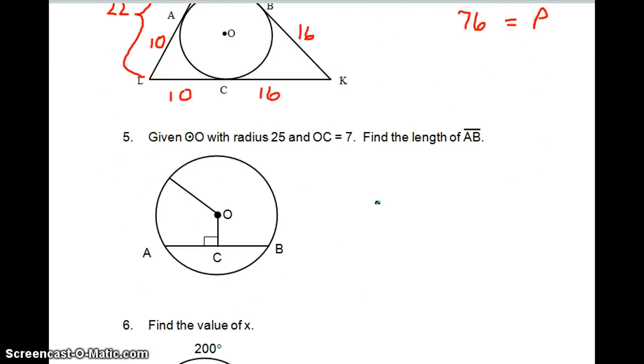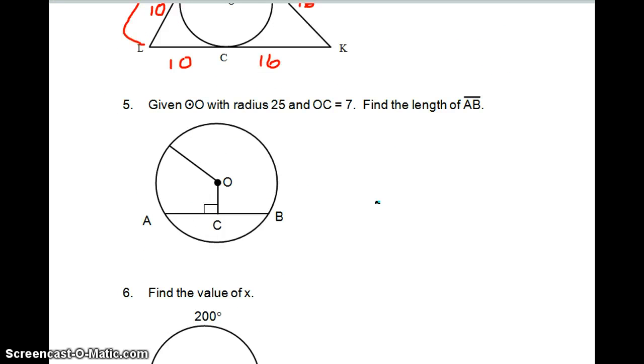Number 5. Given circle O with radius 25 and OC equals 7, find the length of AB. Okay, the radius is 25. OC equals 7, so this is 7. And we want to find the length of AB. Since we know this is perpendicular, that's going to cut this in half. If we can find this, when we double it, we'll know what AB is. We can find that because we can draw a radius from the center of a circle to the outside. We'll make this 25 here.